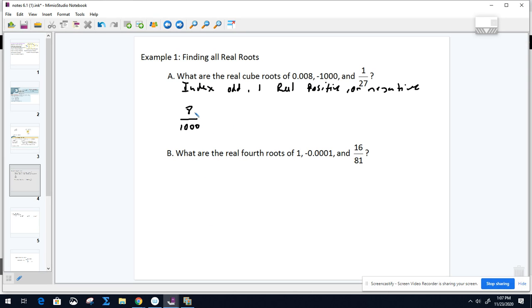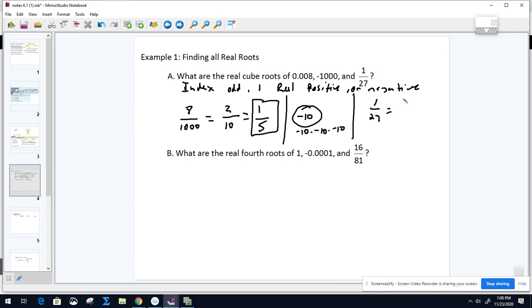Well, this right here is an odd root. And what number cubed equals 8? That would be 2. And what number cubed equals 1,000? And that would be 10. So this would simplify to 1 over 5. And it's positive because this is positive. What number cubed equals negative 1,000? And that would be negative 10. So for the second example here, the answer is negative 10. That's because negative 10 times negative 10 times negative 10 equals negative 1,000. Cube root, again, I'm looking for 3 of them, but it's just negative 10. You get one answer. For 1 over 27, okay, that would be 1 times 1 times 1 over 3 times 3 times 3, which is 1 over 3, and because it's positive, the answer is positive.